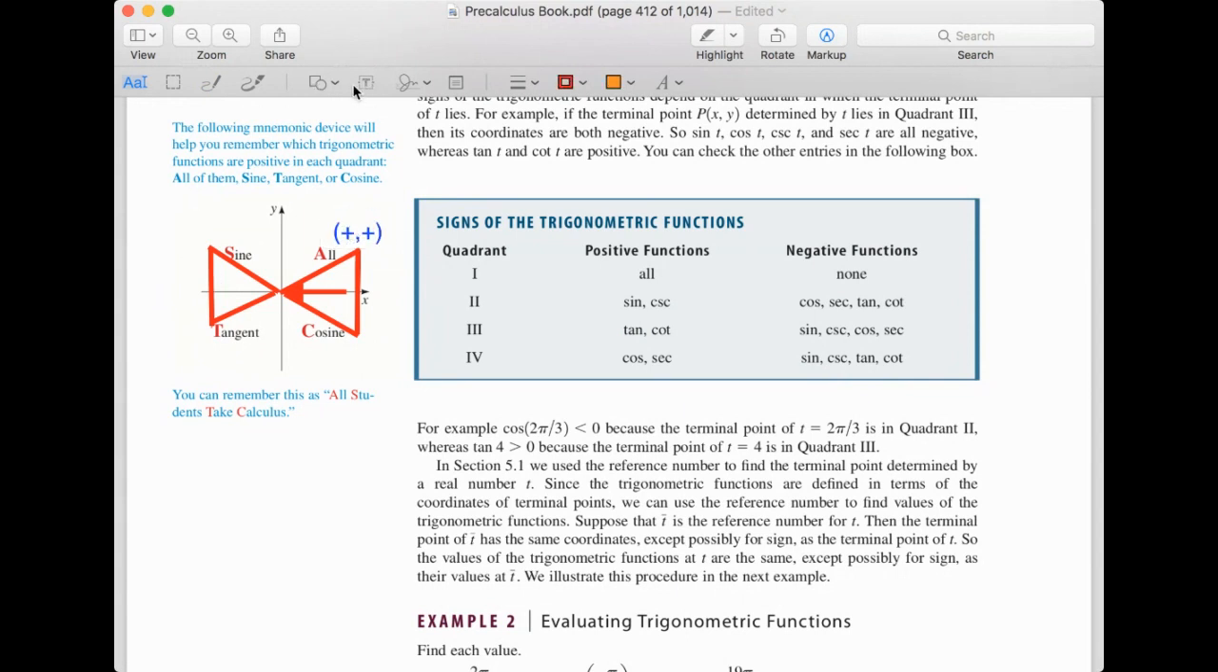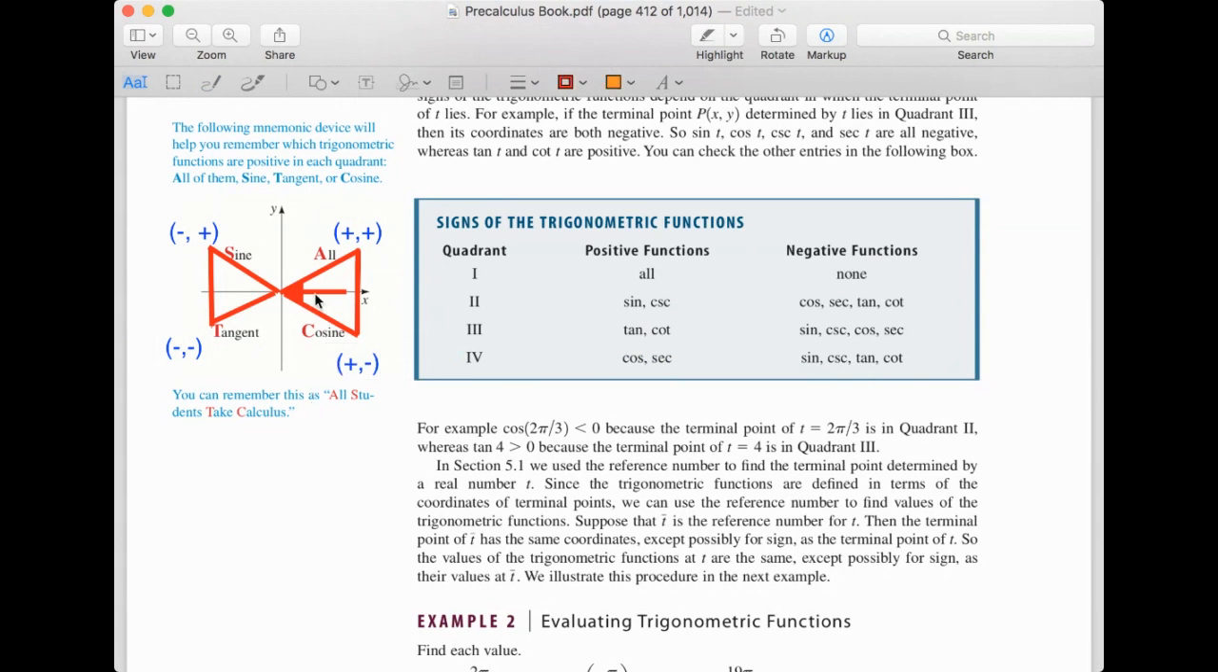Let's figure out second quadrant. We're looking at this point, all right? So second quadrant, x value is negative, and the y value is positive. Let's think about third quadrant. Both are negative, right? X value is negative, y value is negative. And fourth quadrant, x value positive, y value negative.